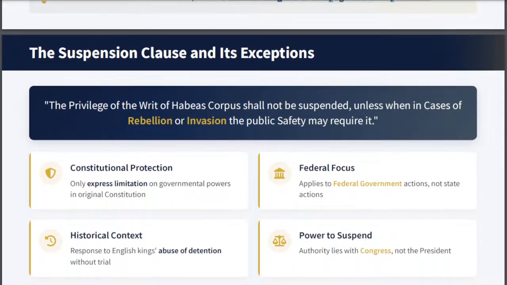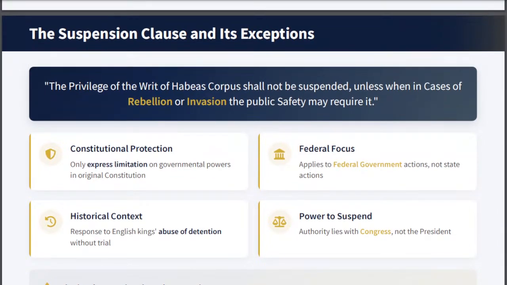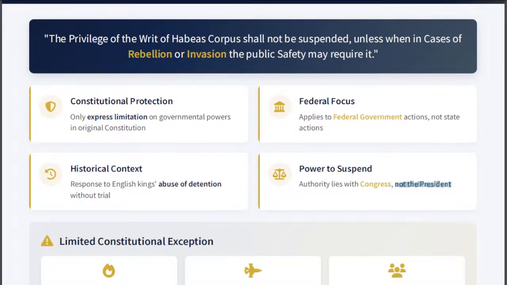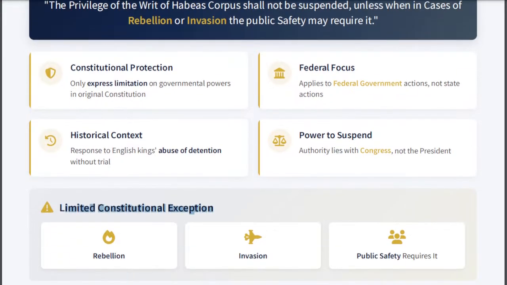All right, we're on to the suspension clause and its exceptions. The privilege of the writ of habeas corpus shall not be suspended unless, when in cases of rebellion or invasion, the public safety may require it. So we have constitutional protection, the only express limitation on governmental powers in the original Constitution. Federal focus: it applies to the federal government, not state actions. The historical context is in response to the English king's abuse of detention without trial, and the power to suspend. Authority lies with Congress, not the president. So, there's the suspension clause in a nutshell. It's a limited constitutional exception, only with rebellion, invasion, and when the public safety requires it.